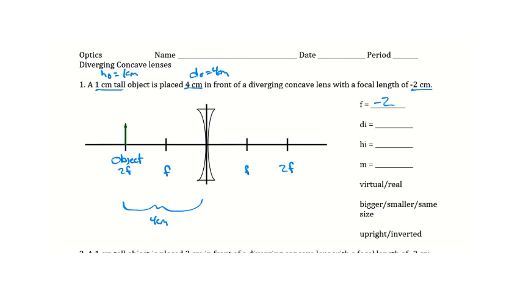Rule number 1, a ray drawn parallel to the principal axis is refracted through the focal point. Let's take a look. And now we're going to line up the point where that intersects with the lens line with the focal length on the left hand side.